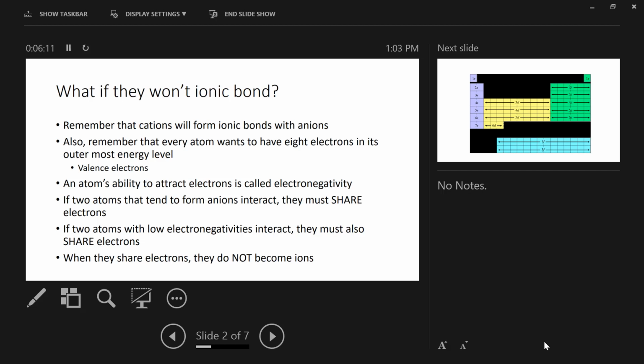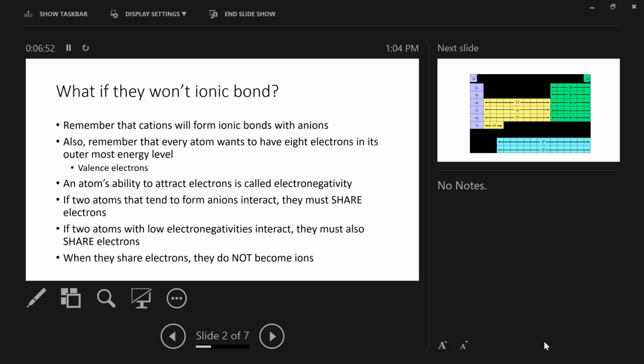Okay, so one important point to keep in mind: when they share electrons, they do not become ions. Even though you took two things that tend to form anions, and they're going to share electrons, they do not become anions. They do not become ions. They're sharing electrons. They haven't fully taken those electrons to their private space, if you will, their exclusive space. Does that make sense? Any questions?